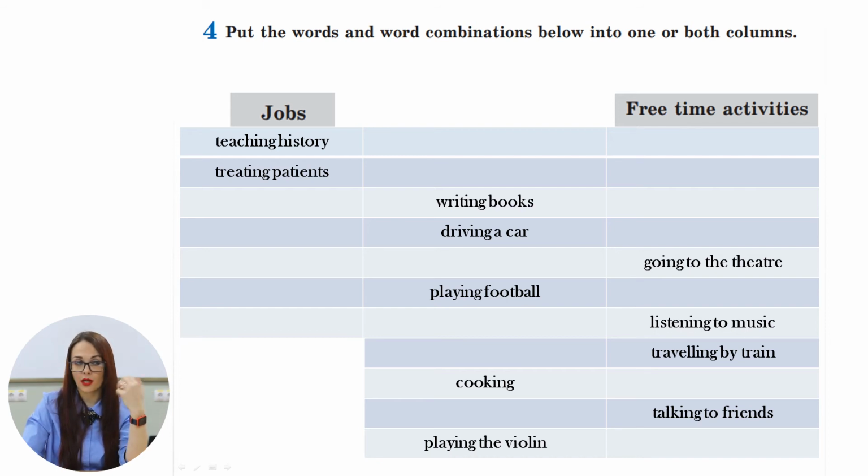Playing football, you can be a professional footballer and get money for playing football, or you can go with your friends and play football. Cooking. Of course, you can be a chef or you can be a cook, and then cooking will become your job. But you can also do it in your free time, for yourself or for your family. Playing the violin. If you are a musician, you have a job and you play the violin. But you can do it as a free time activity, do it for yourself and practice music.